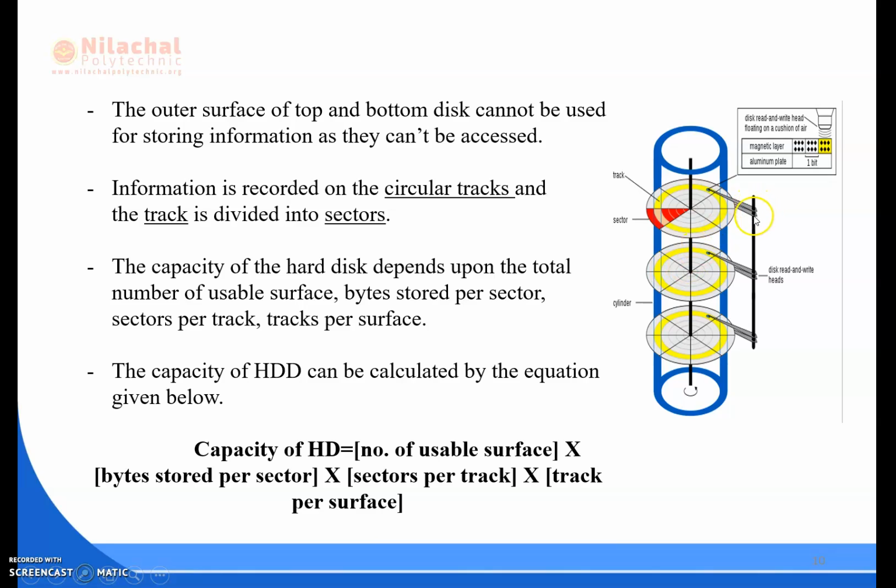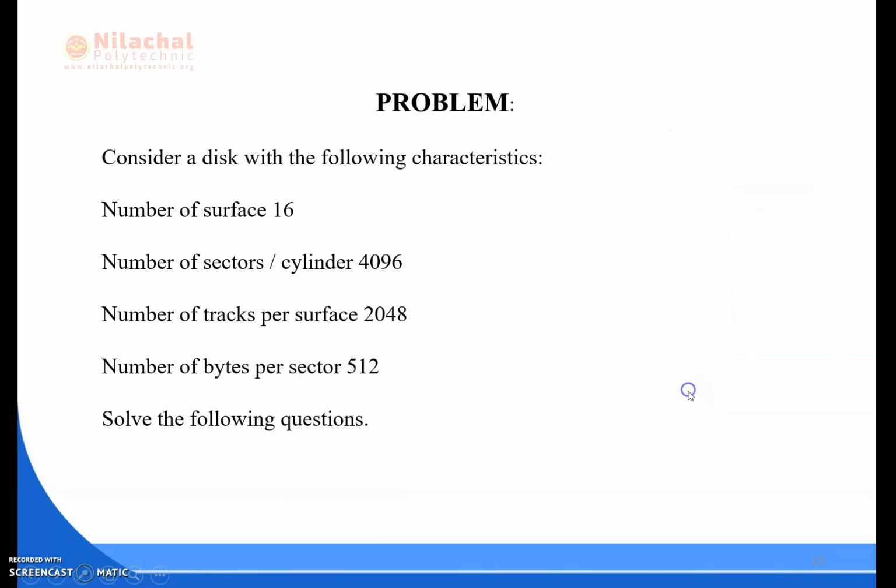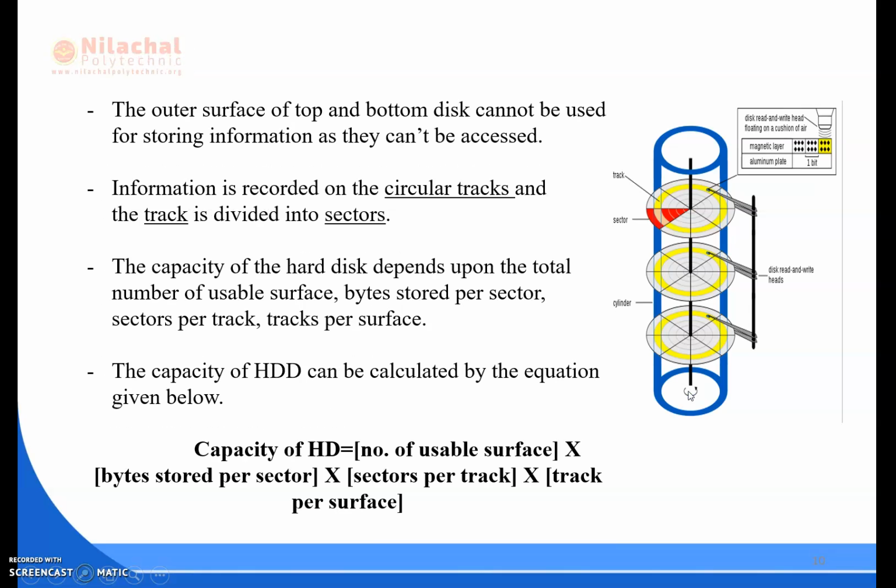Next, we have this read write head holder, or we can say the actuator. In the middle, we have a spindle, and at the end we have the spindle motor. Okay, so now we will see how data is stored over a platter.